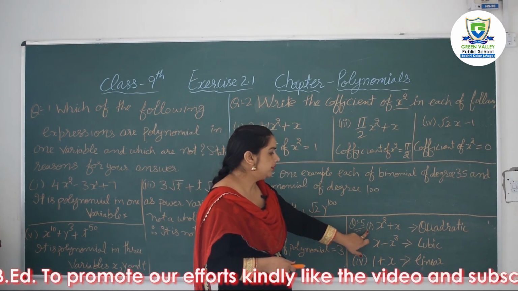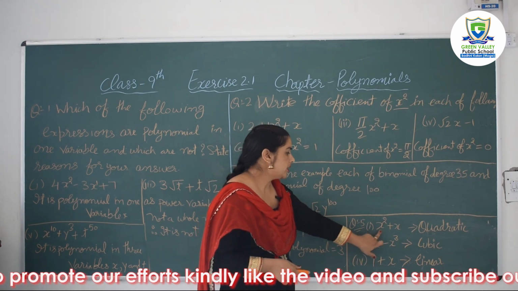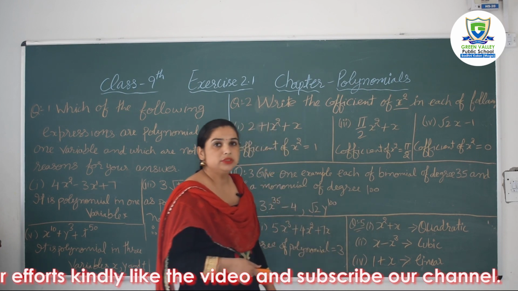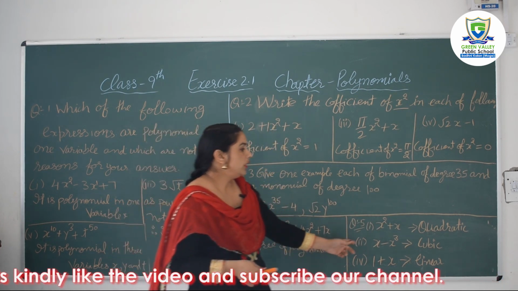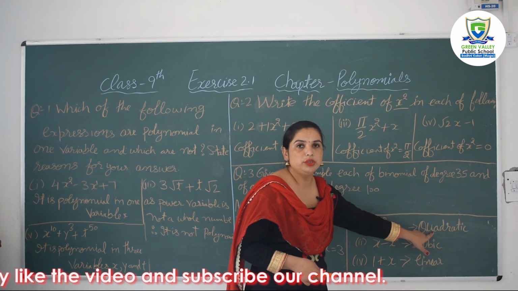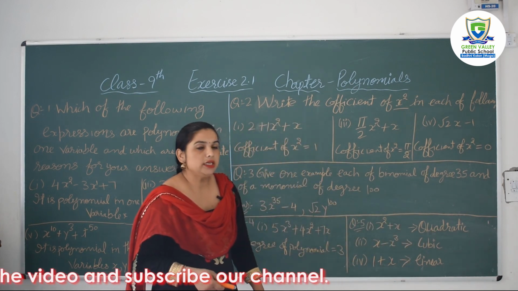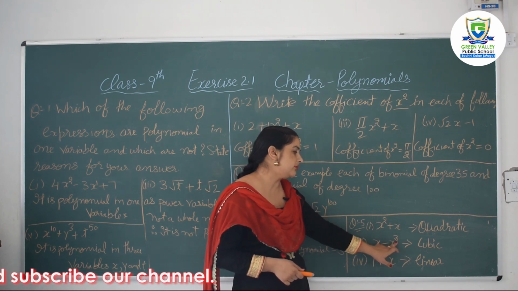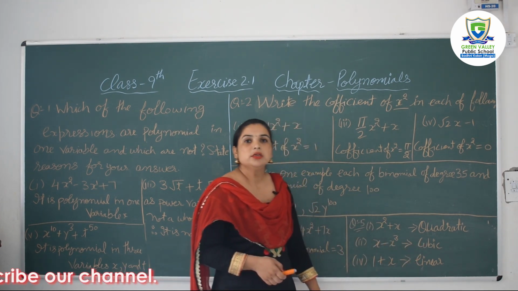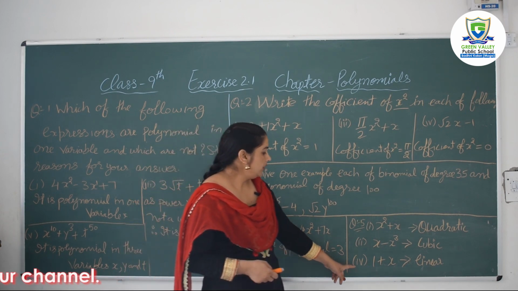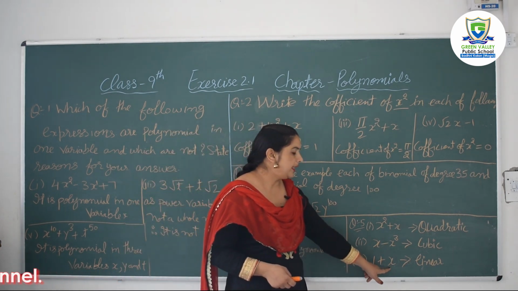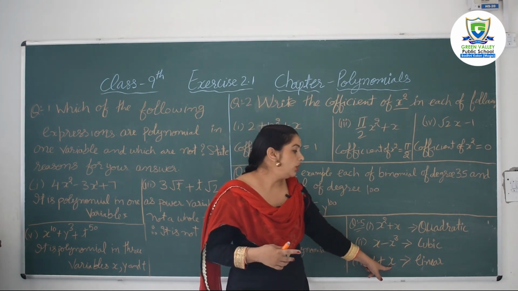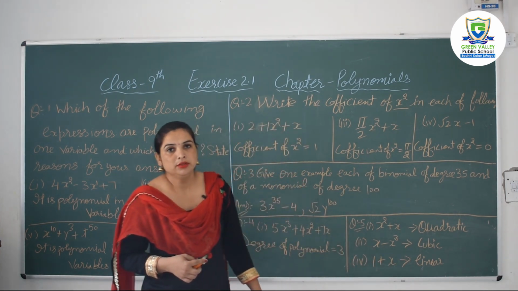So I have taken the first part of it. It is x square plus x. And if you can check in this, the degree of this is 2. So we'll write it as a quadratic polynomial. And then for the second, the degree, or I can say the highest power of the variable, is 3. Then it is called cubic. And in the fourth part, it is 1 plus x. X power nothing means 1 is there. So it is called a linear polynomial.